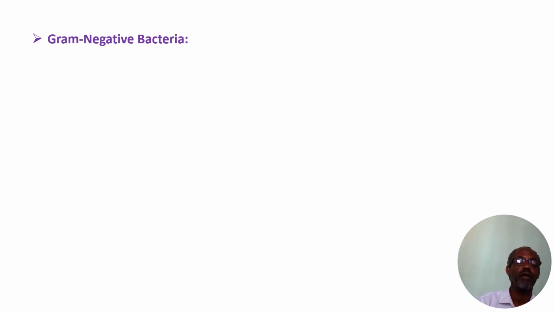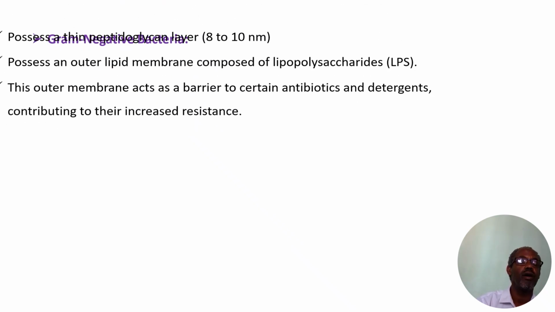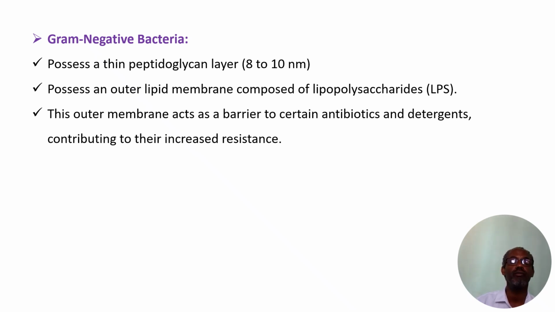Gram-negative bacteria possess a thin peptidoglycan layer, which is 8 to 10 nanometers thick, and an outer lipid membrane composed of lipopolysaccharides. There are special types of proteins with pores, known as porins, for transport of materials into and out of the gram-negative bacteria. Lipopolysaccharides are the most important molecules attached to the outer phospholipid bilayer and are considered antigenic.